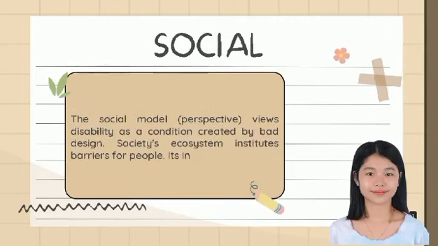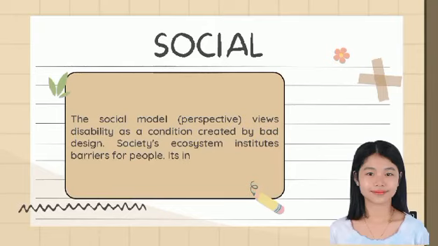The second model of disability is social. The social model perspective views disability as a condition created by bad design. Society's ecosystem institutes barriers for people. The social model views disability as a consequence of environmental, social, and attitudinal barriers that prevent people with impairments from maximum participation in society. It is best summarized in the definition of disability from the disabled peoples.